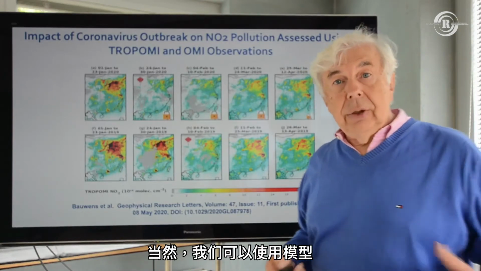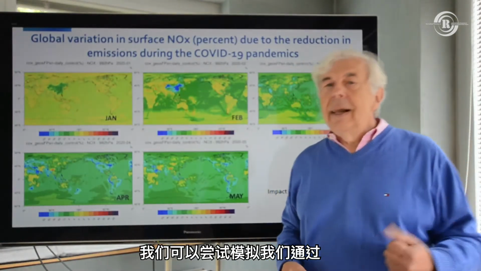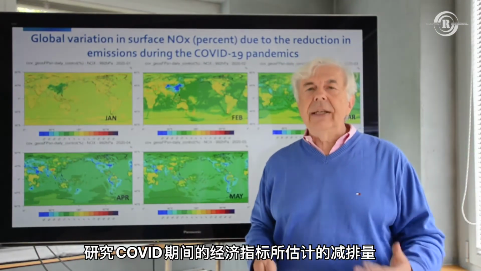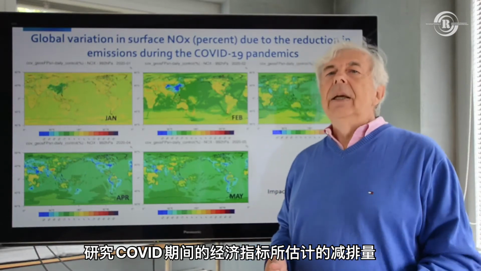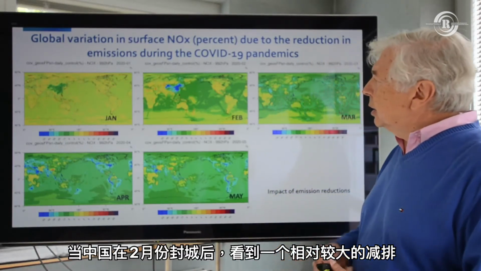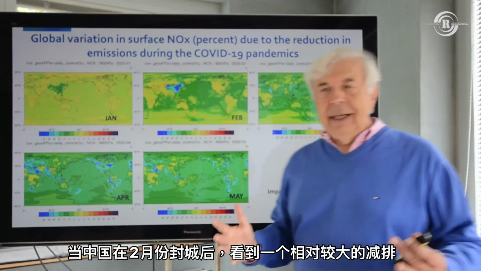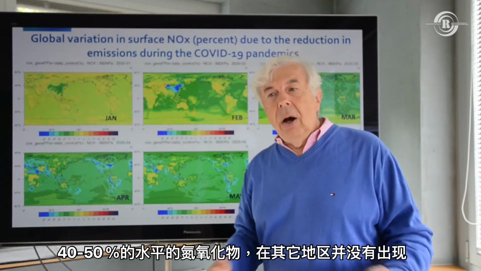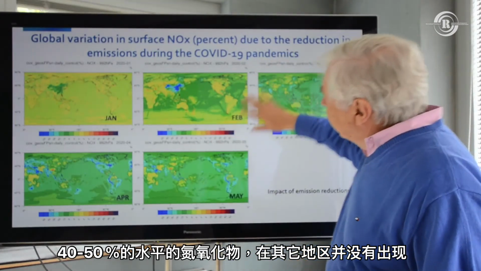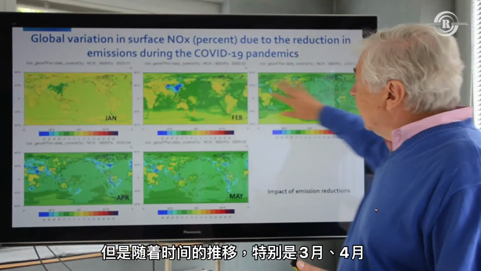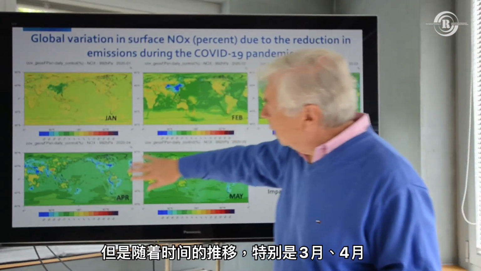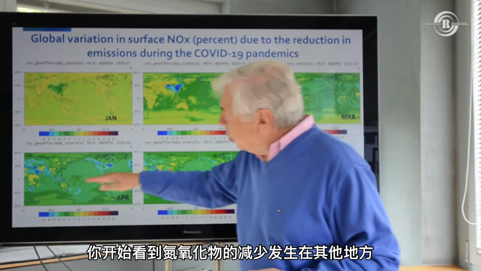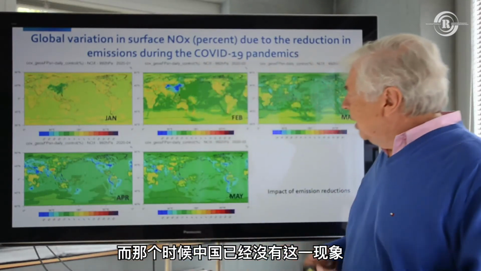And of course, we can use a model and we can try to simulate essentially the reduction that we have estimated in the emissions through a study of the economic indicator during the COVID period. And what you see essentially is that in February, when China was locked down, you see a relatively large reduction here, 40–50% of the level of NOx, not very much occurring at other regions. But as time goes, March, April in particular, where the whole world was locked down, you start to see that the reduction in NOx occurs at other places, not so much in China anymore at that time.